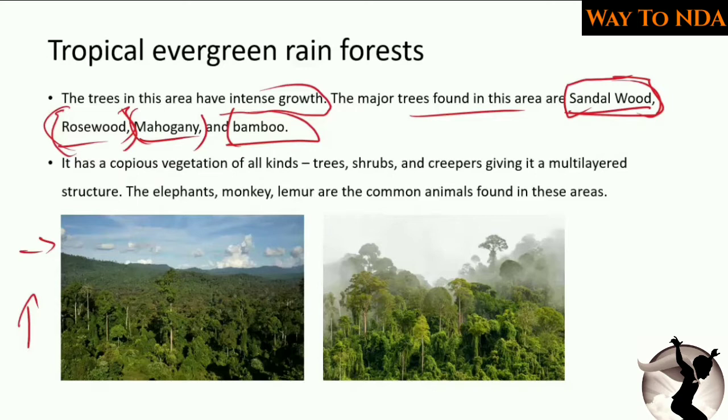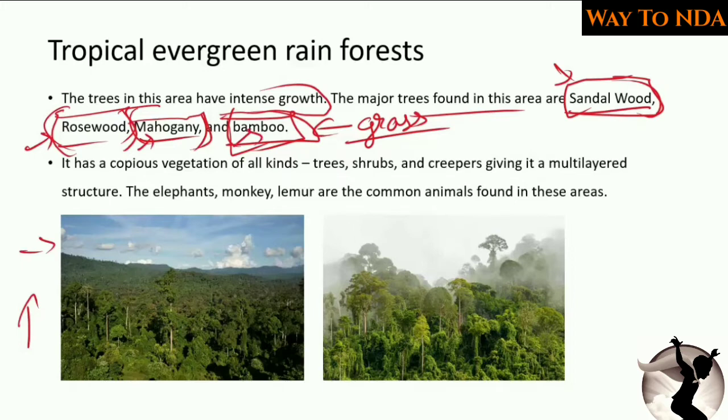आपका जो भी फर्नीचर बनता है उसमें भी बहुत सारा यूज होता है ये rosewood. Okay, then mahogany also, and then bamboo. You know about bamboo. Bamboo is very useful. Actually it is a grass. Grass है ये, bamboo is a grass. So sandalwood, rosewood, mahogany and bamboo are the trees which are found in the tropical evergreen rainforest.